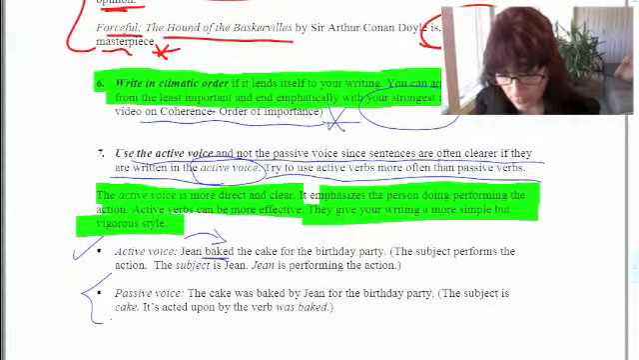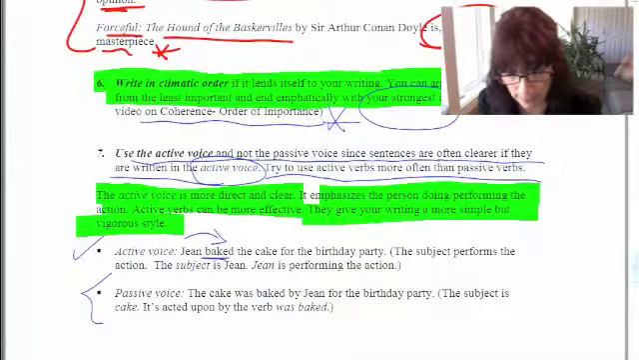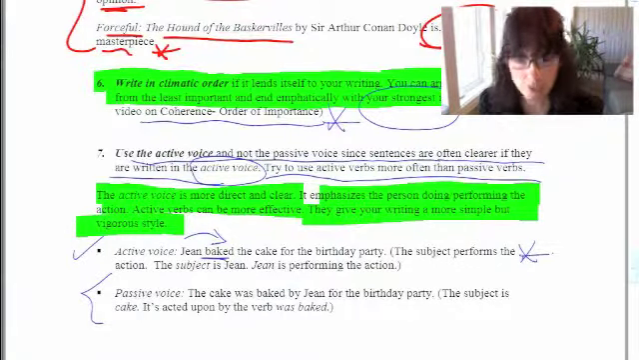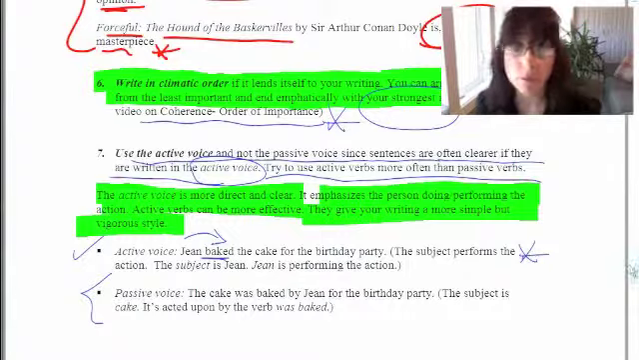In this example, the cake was baked by Jean for the birthday party. The subject is cake, and it's being acted upon here. The cake was baked by Jean. It's not as direct. So this form is much better in most writing, using the active voice.